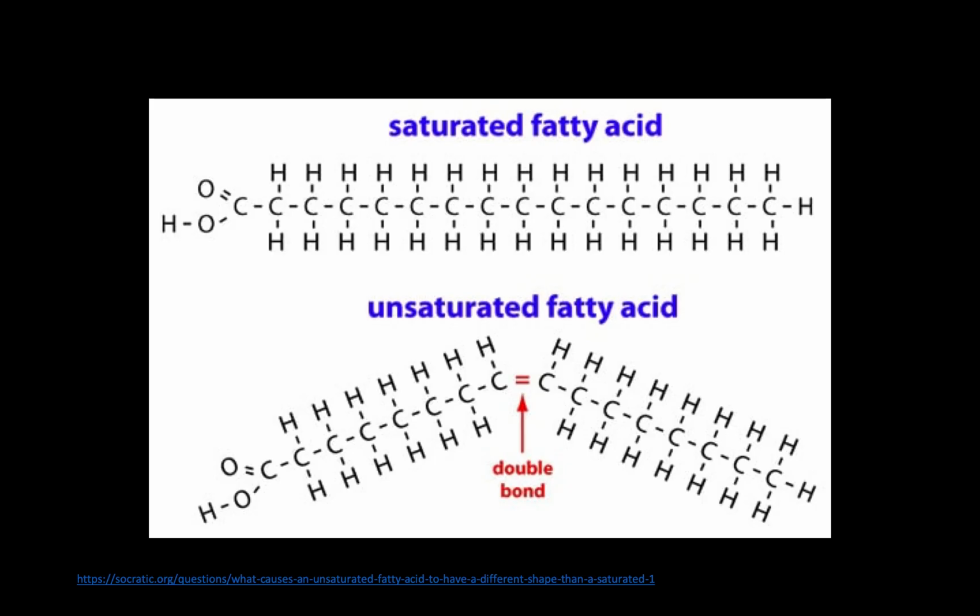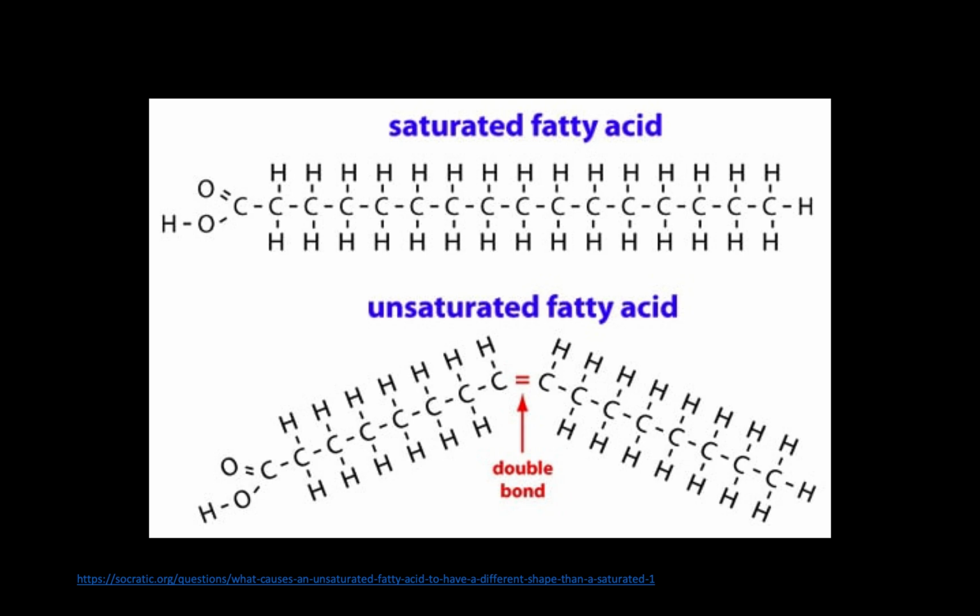Okay, now you may have heard these terms saturated and unsaturated in terms of fats. A saturated fat contains the maximum amount of hydrogen atoms that are possible for that type of fat. Unsaturated means that there is a double bond, which means the hydrogens are not saturated. So there are fewer hydrogens than are possible. So this is called an unsaturated fat. The unsaturated fats are more heart healthy.